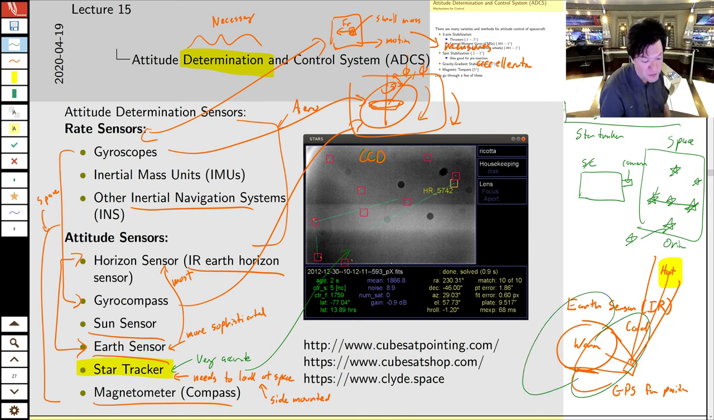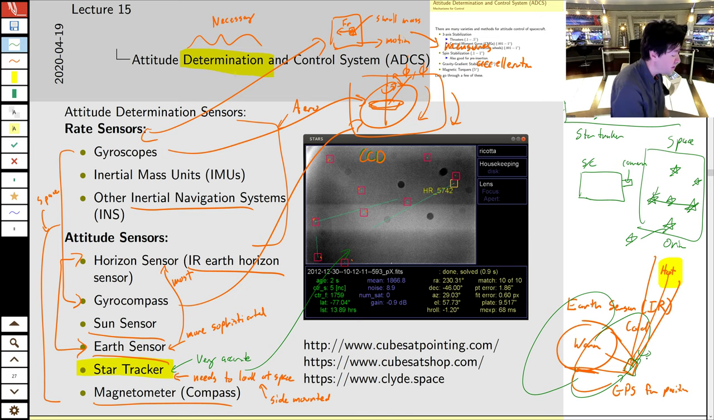Right. So if you measure the direction of the magnetic field line, that gives you some information on orientation of the spacecraft body with respect to that field line. It's not perfect information because you can be rotating about that field line and you can't tell the difference, but generally speaking, that gives you some information as well.